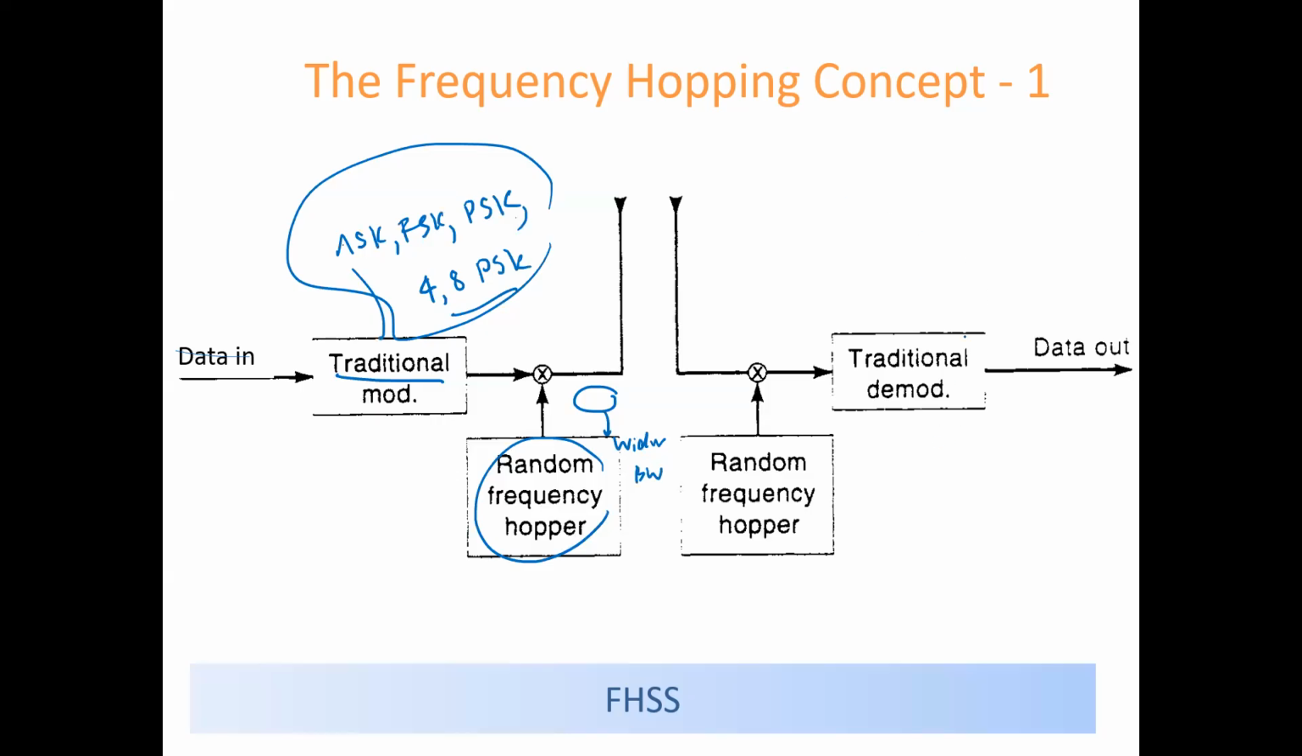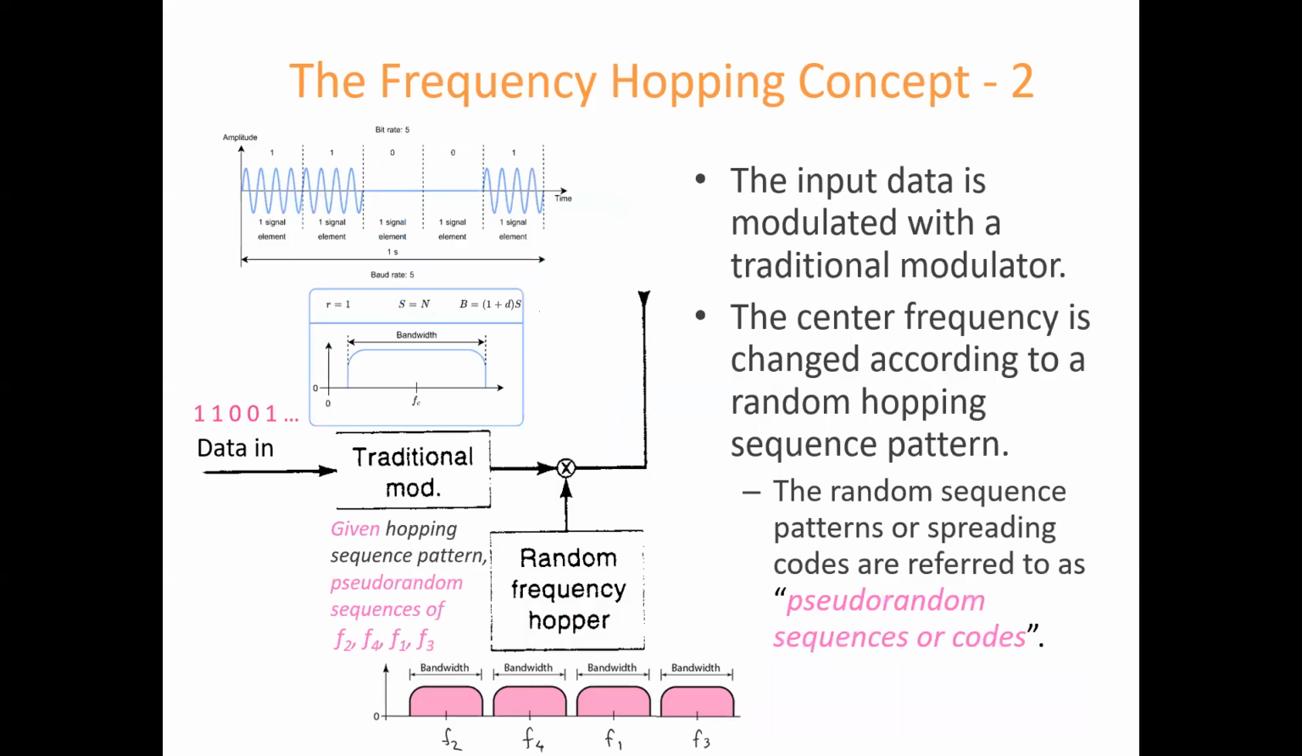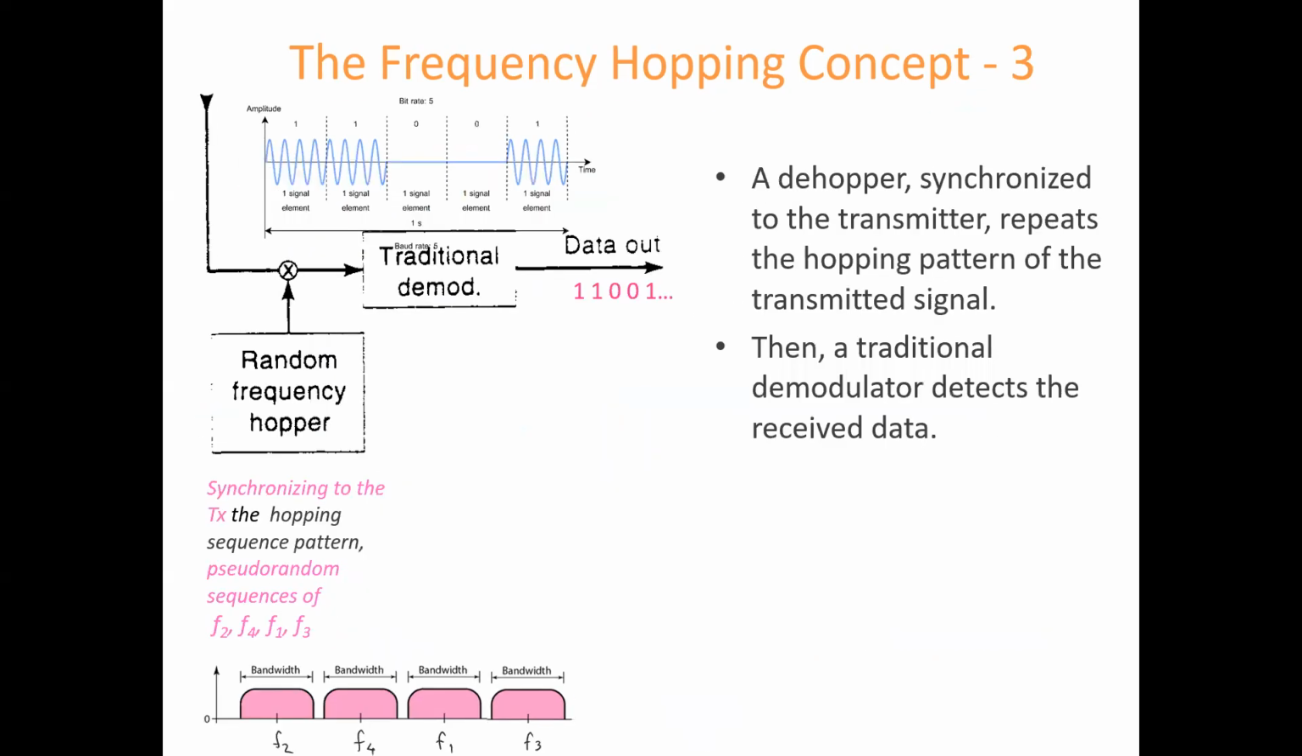And for the second, let's see for each. This is the transmitter. This is the traditional mode, and by using this random sequence, F2, 4, 1, 3, we can get a wider bandwidth. And this is called a pseudo random sequence or code. For the receiving side, you do it backward, but the pseudo random will be the same. So whatever sequence you use in the transmitter, you have to use it at the receiver as well.